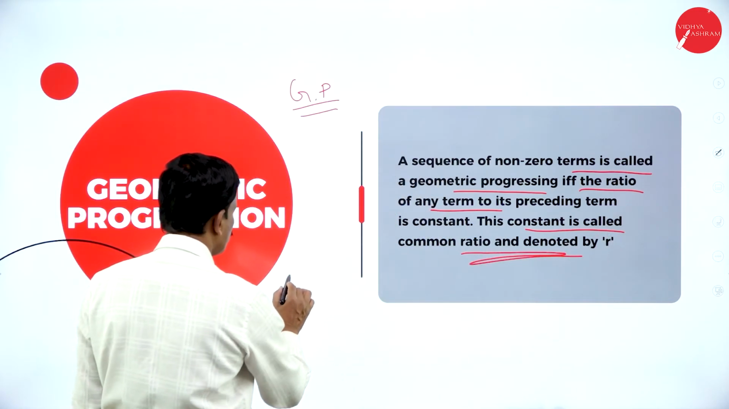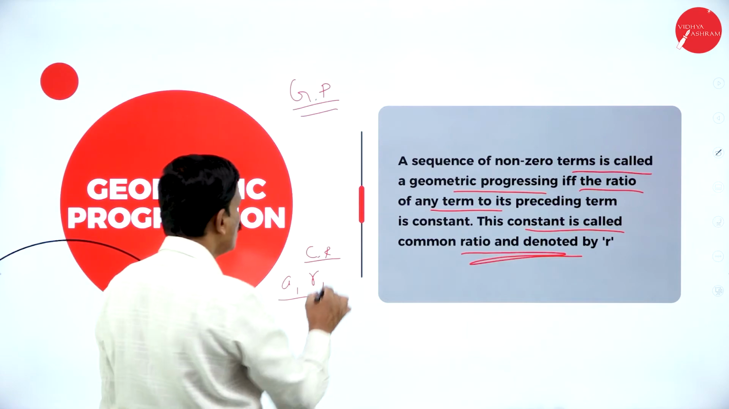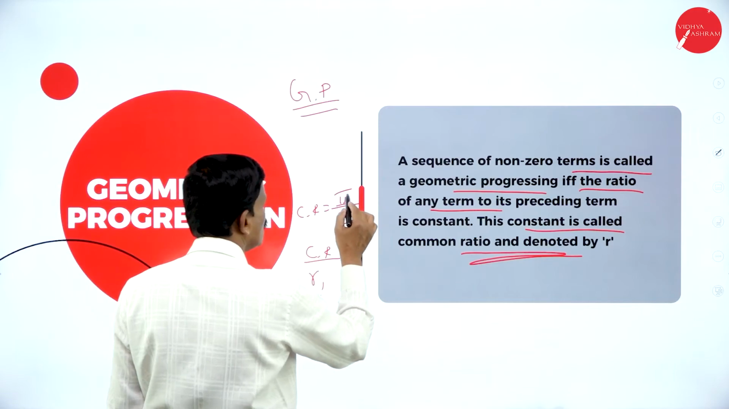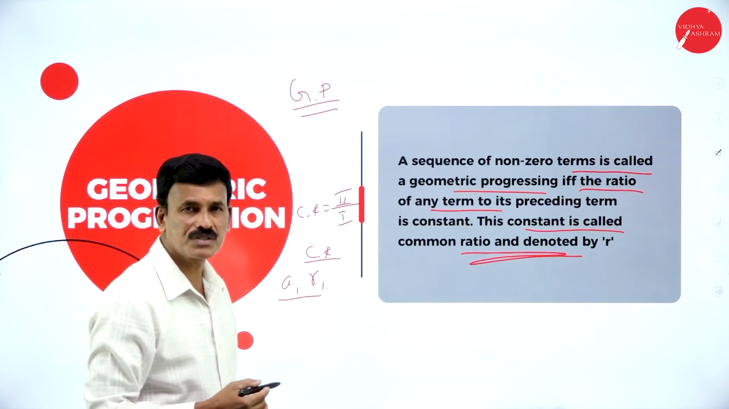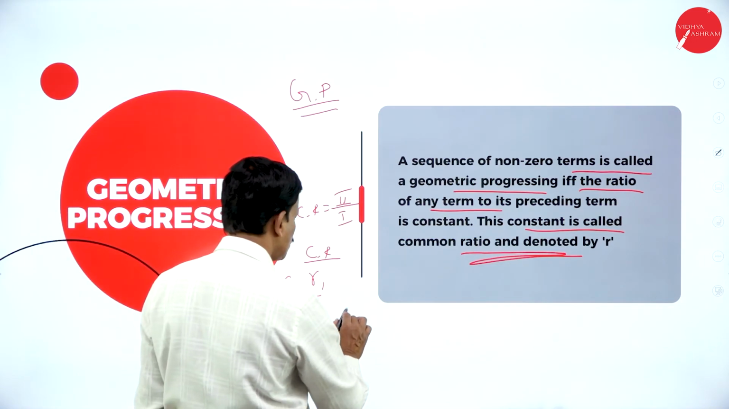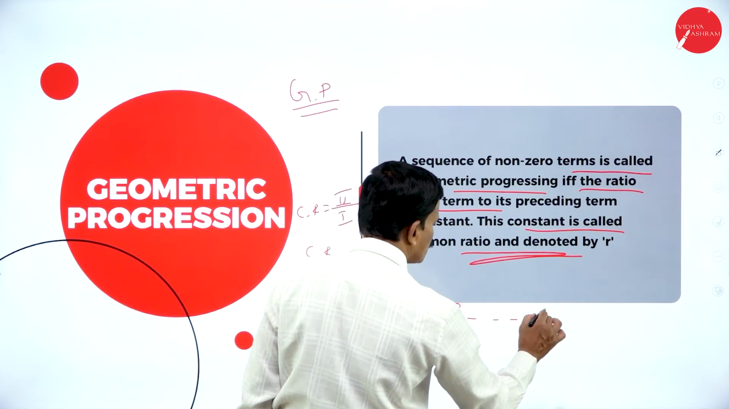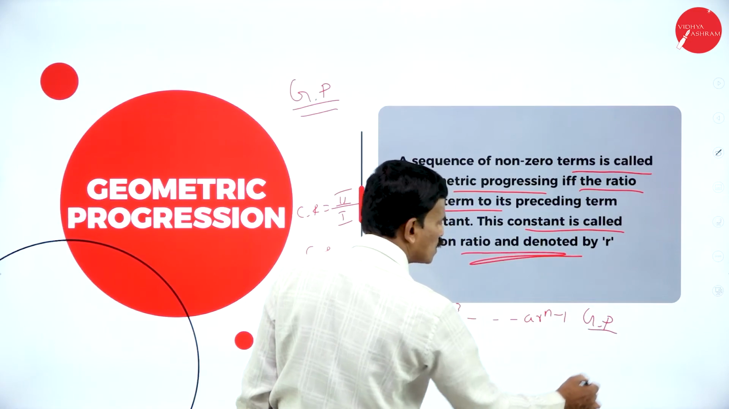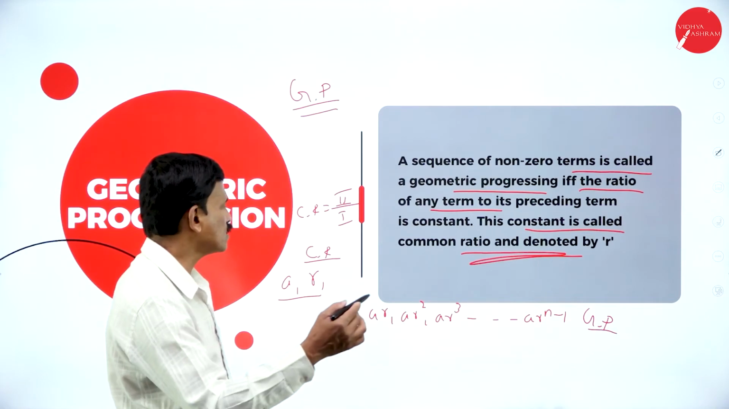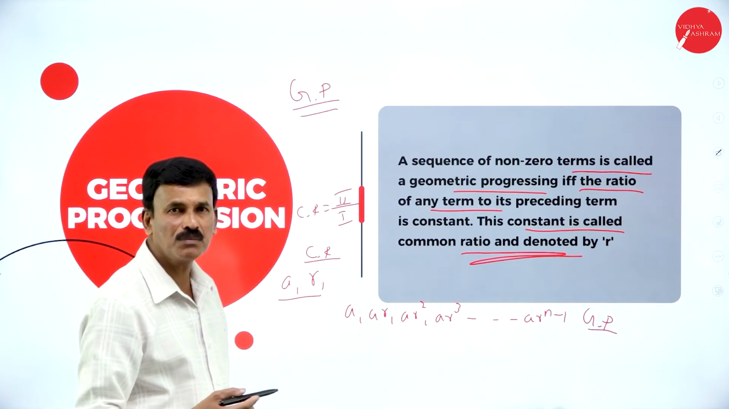So here suppose A is the first term and R is the common ratio. How to find the common ratio? Common ratio is equal to second term divided by first term, that is any term divided by its previous term will give the common ratio. Suppose A is the first term and R is the common ratio, then the sequence A, AR, AR square, AR cube, etc. AR to the power of n minus 1 is called the geometrical progression.